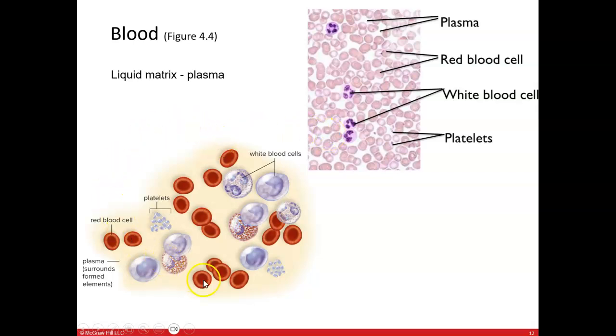So the picture of blood right here is what you would see under your microscope if you were working in a live lab. Of blood, and this is a cartoon of that. So blood has a liquid matrix, and that's the stuff in between the cells, and we call that plasma. Plasma is the stuff in between the cells, and we're going to talk more about blood this semester, so we'll get more information about that.